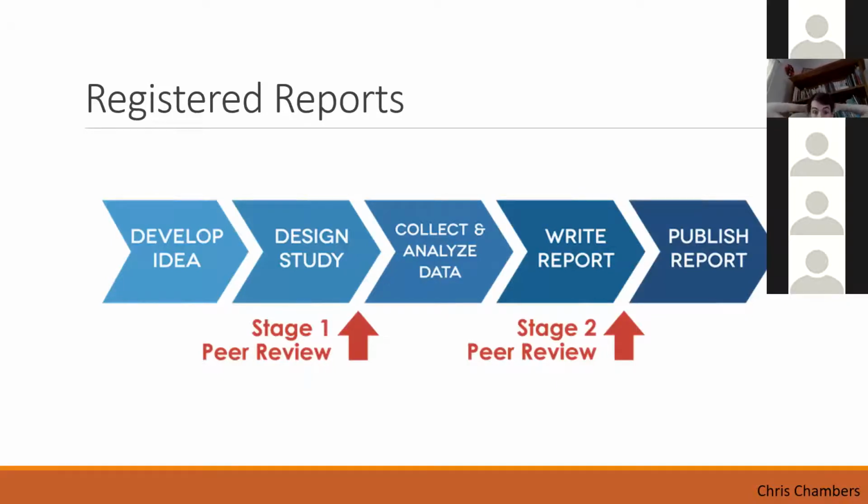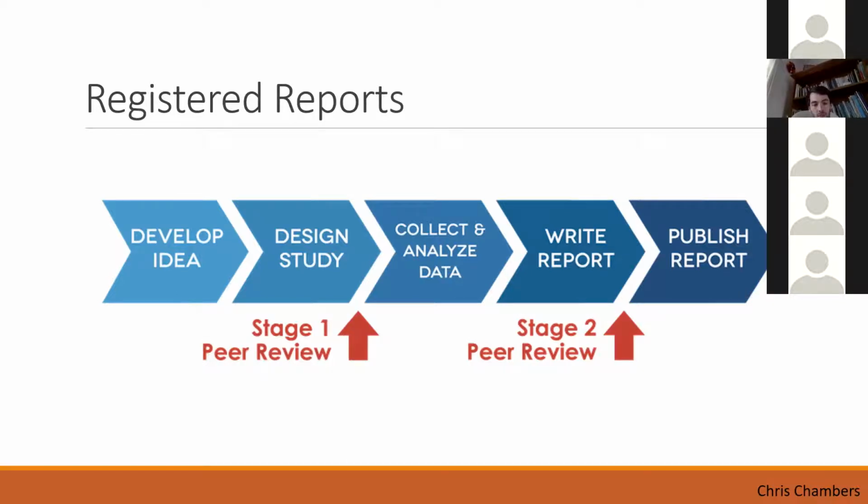A registered report is essentially a publication method which splits peer review in two. You can see that you have a normal study flow in the blue arrows, where you develop your idea, you design your study, you collect your data, you write it, and then you publish it. You get peer review after you submit your written report. But what registered reports do is they split peer review in half, and you have a stage 1 and a stage 2 peer review. So you submit for peer review after you've designed the study, but before you've collected any data.